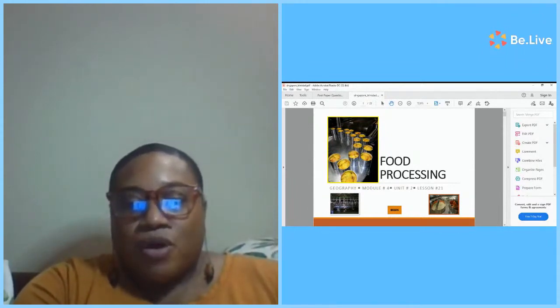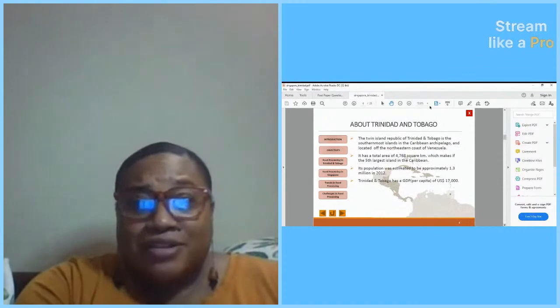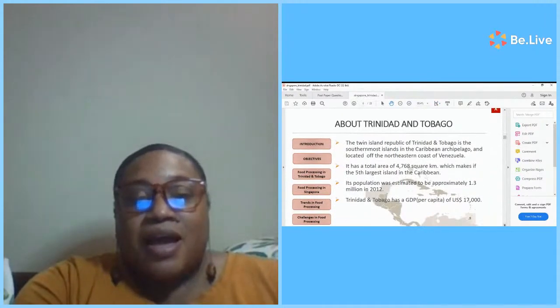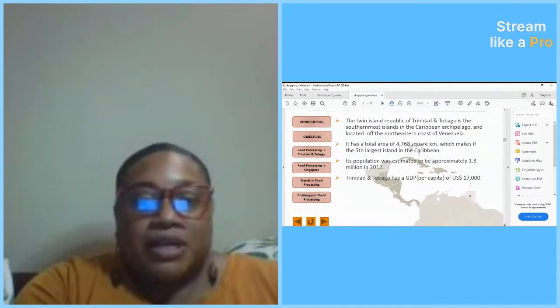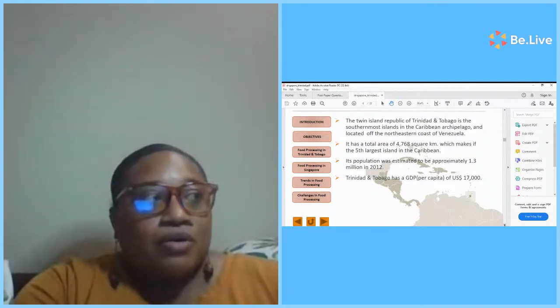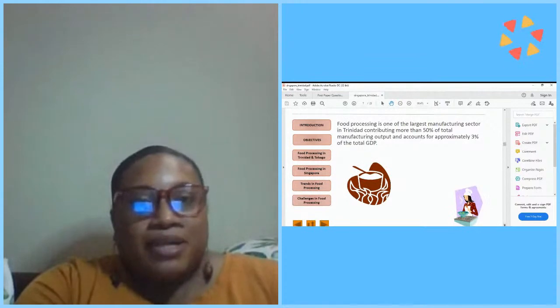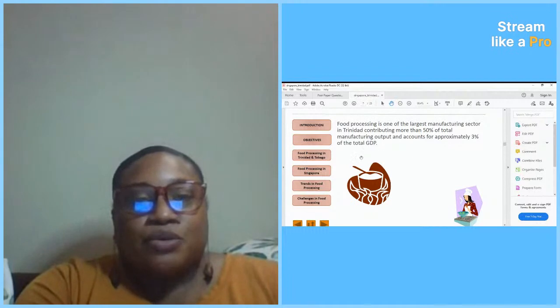So we have a population of 1.3 million people. I am not too sure if that is our current population with all the migrant issues that we have been having. We're probably closer to 1.4 million right now. And the GDP per capita is approximately 17,000 US. Trinidad and Tobago's main economic resource, of course, is oil and natural gas. So these are some little facts that you all probably should know. And you would see here, food processing is one of the largest manufacturing sectors in Trinidad. It contributes more than 50% of the manufacturing output and accounts for 3% of the total GDP.